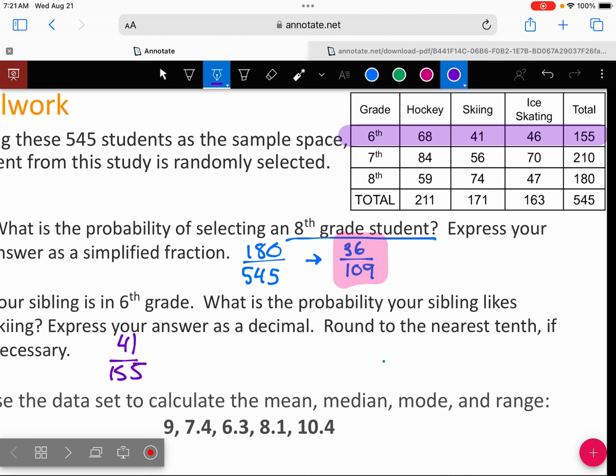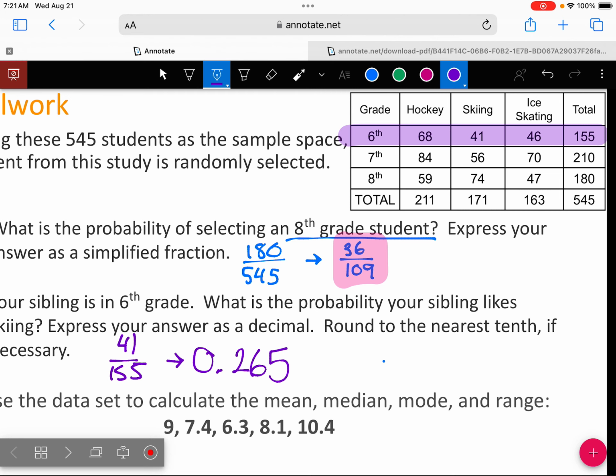So then we're not asked for this as a simplified fraction. We're asked for this as a decimal. So how do we write 41 over 155 as a decimal? Yeah, so 0.265, 264516, blah, blah, blah, blah, blah.